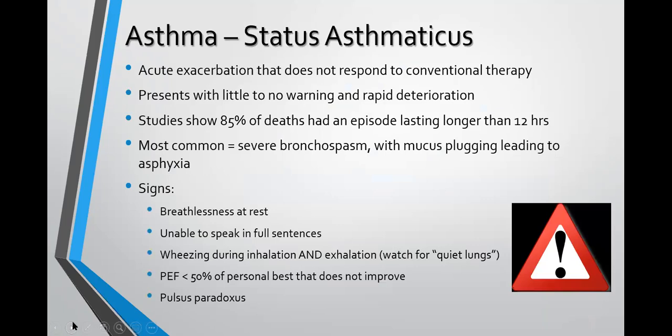Now, status asthmaticus. I love that word. Status asthmaticus is an acute exacerbation that does not respond to therapy. So you come into the ER with an asthma attack, and I give you a short-acting bronchodilator. I gave you a steroid, right? I'm giving you everything I can give you, and you still are locked up. Your lungs are still closed or bronchospasmed. You're still wheezing. You're still short of breath.